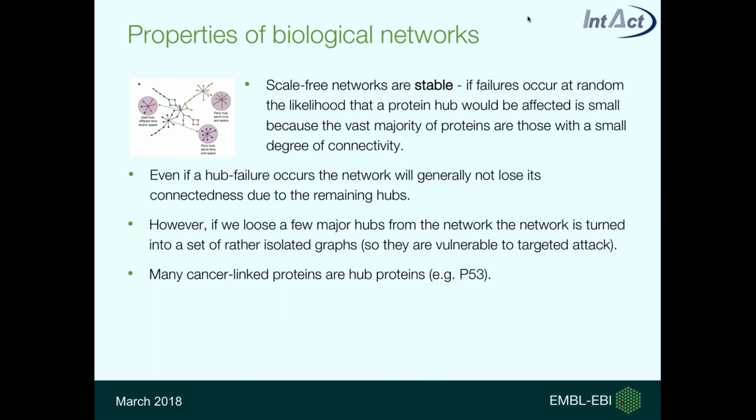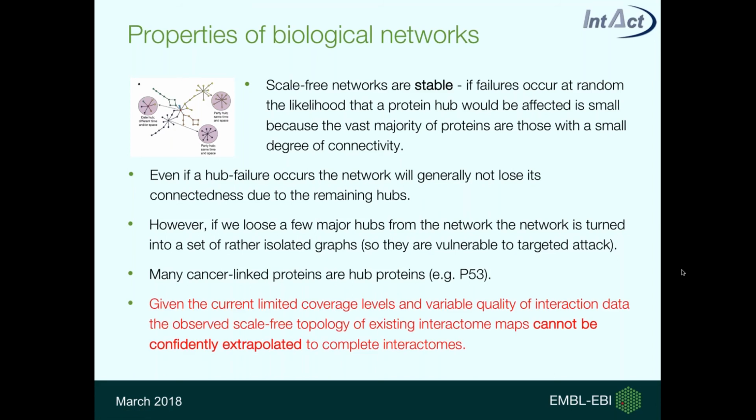So random failures might just happen in one of these small wagon wheel areas of a party hub. Even if a hub failure occurs in a network, it will generally not lose its connectedness because there are remaining hubs, and there's a redundancy within the network. However, if we lose a few major hubs, the network is turned into a set of rather isolated graphs. And that's what happens in cases of severe diseases like cancer, where we usually need more than one mutation to upset the system and cause disease.